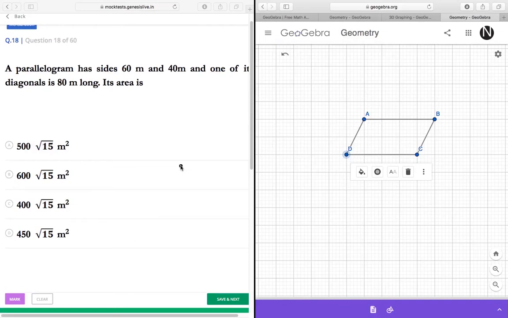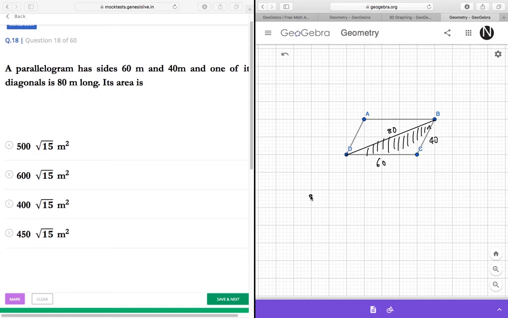A parallelogram has sides 60 and 40 meters in length. One of its diagonals is 80 meters. I'll take this as 80 meters. Its area is very simple. These two are similar triangles. So if I have to find the area of the whole parallelogram, I can find the area of this triangle and then multiply it by 2.